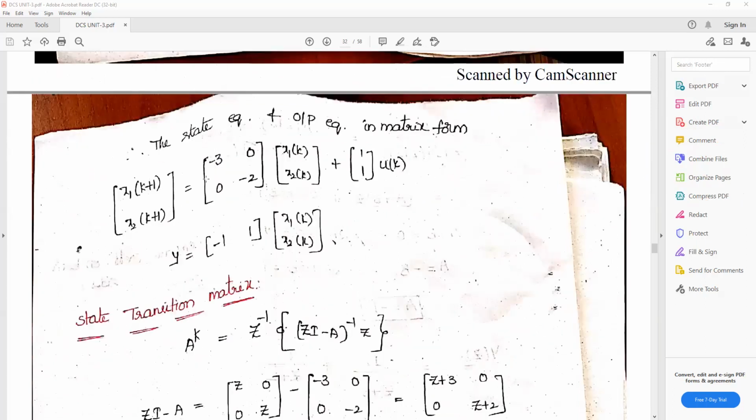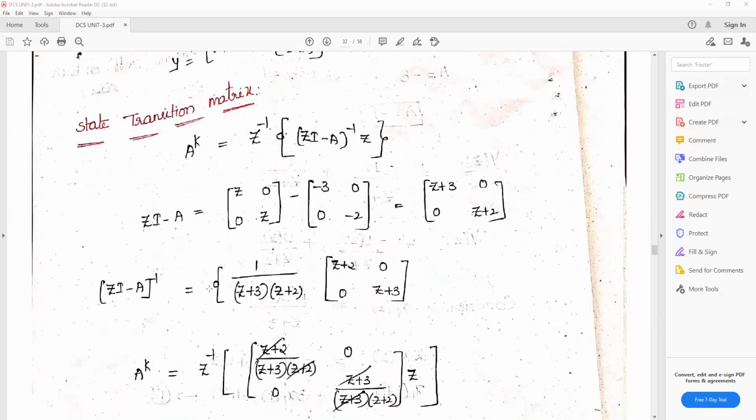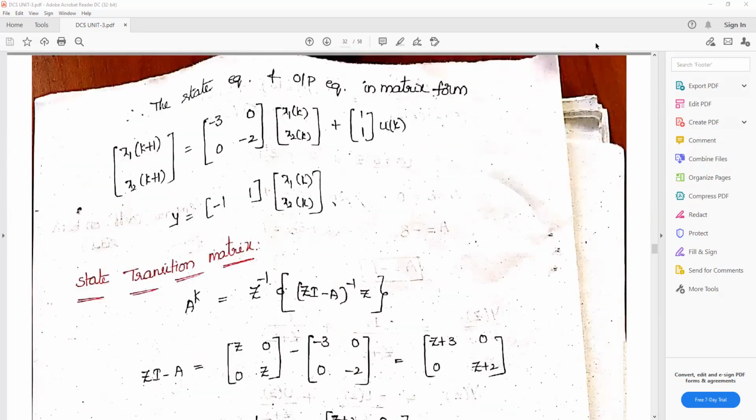The state equation: minus 3, 0, 0, minus 2, as we just saw. And the B matrix is 1, 1, C matrix is minus 1, 1. That's it, right? So the first part is completed. Construct the state model is completed. This is the state equation. This is the output equation.